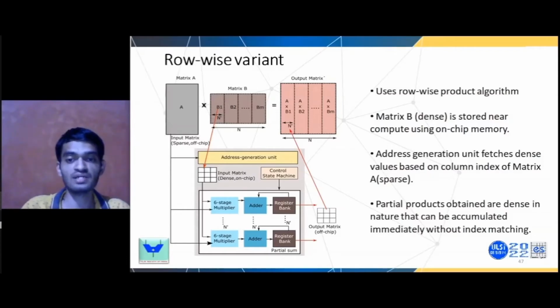The address generation unit fetches the proper dense values from the on-chip memory based on the sparse values of the matrix A, and a 6-stage multiplier is used to multiply the values, and the adder and register bank do the accumulation part. It doesn't involve any index matching, since the partial products obtained by multiplying the matrix A with the corresponding values of B are dense. So index matching is not required in this particular case, and the partial products can be accumulated immediately.